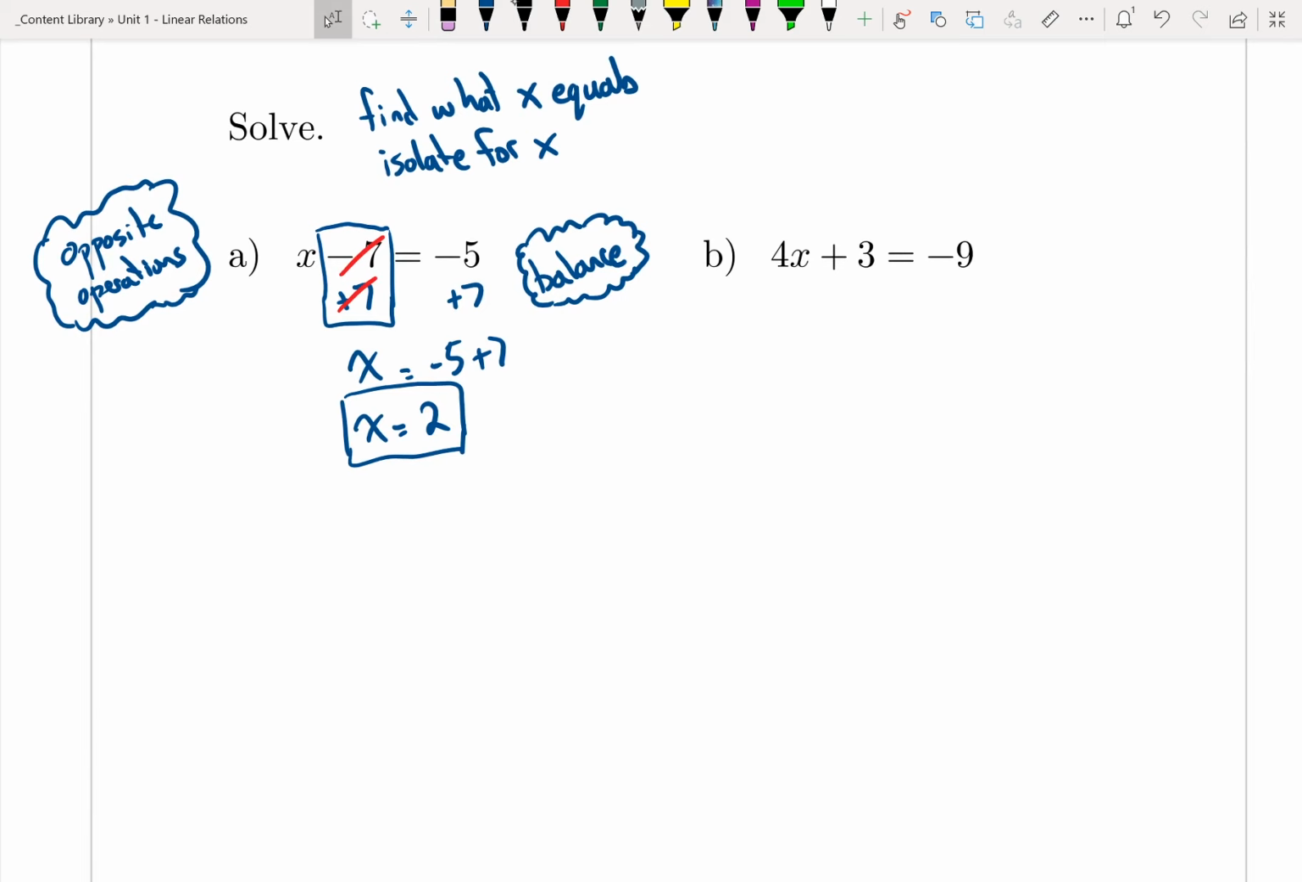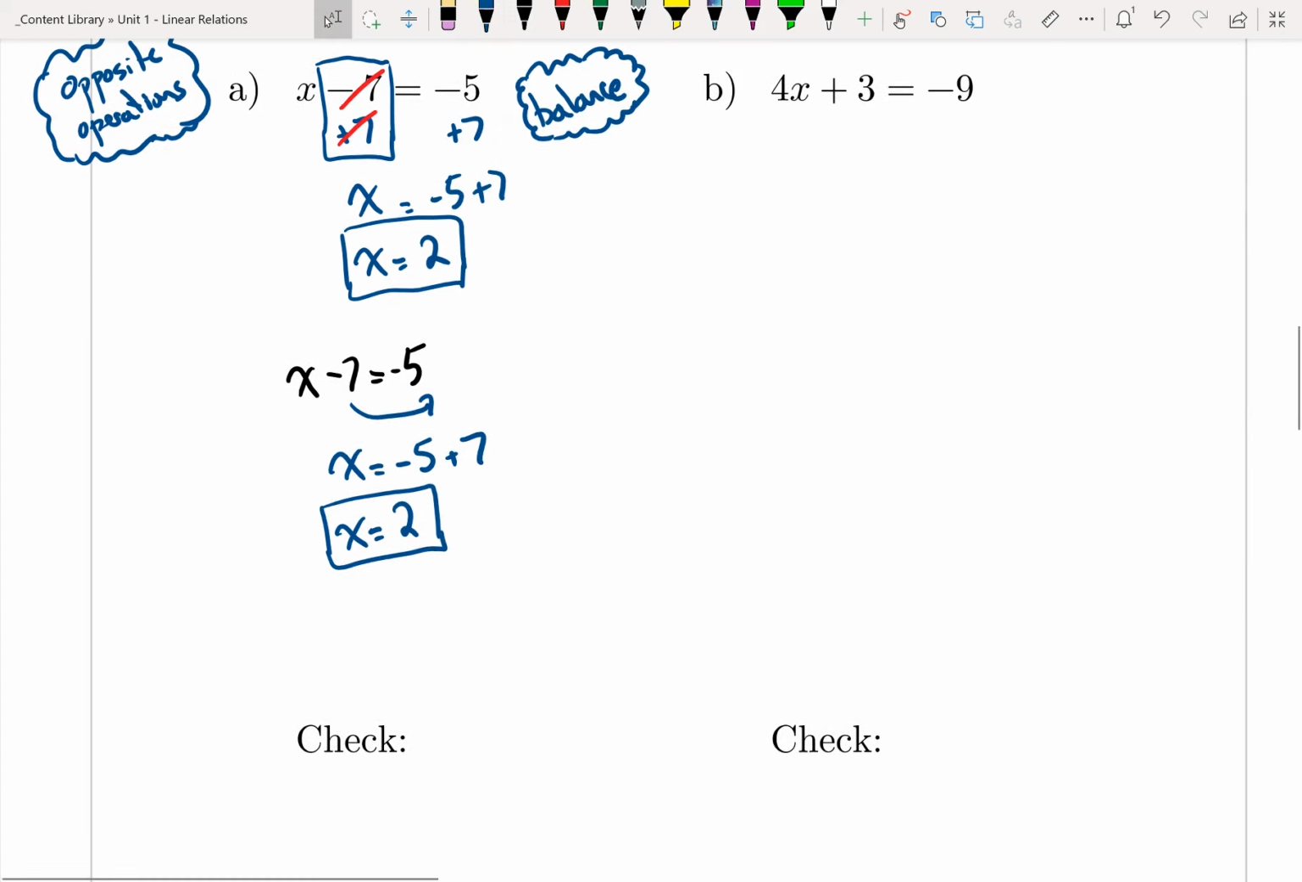Now another way you could think of it, rather than drawing the box, if I have x minus 7 equals negative 5, I could think of it as moving the one thing to the other side. When I move one thing to the other side, x is by itself. I still have the negative 5. The negative 7, when it gets moved over, it changes operations, so it goes from minus 7 to plus 7. I get x equals 2. So two different ways to think about that problem.